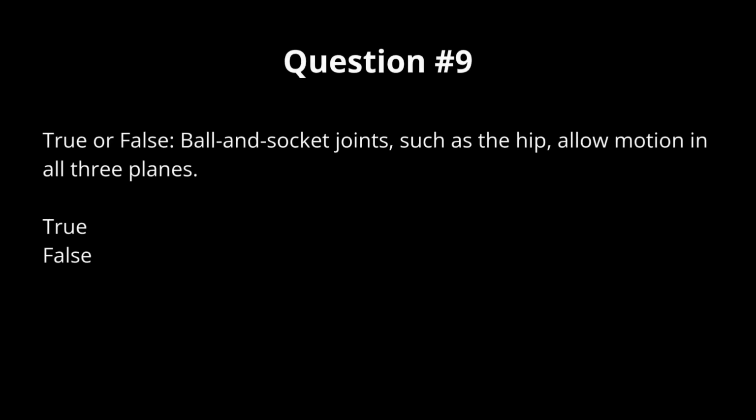Question number 9. True or false? Ball and socket joints, such as the hip, allow motion in all three planes. The correct answer is true. Ball and socket joints permit flexion, extension, abduction, adduction, and rotation, making them the most mobile type of joint.